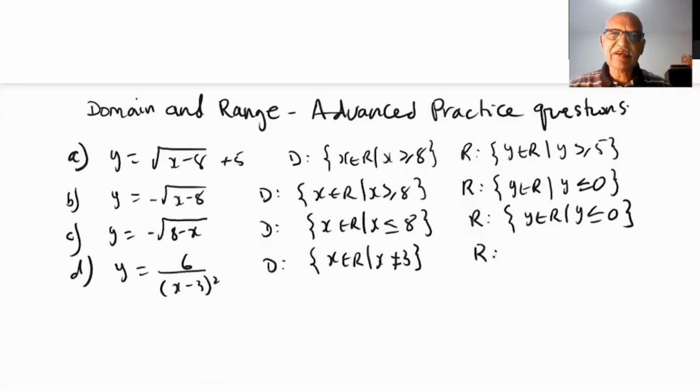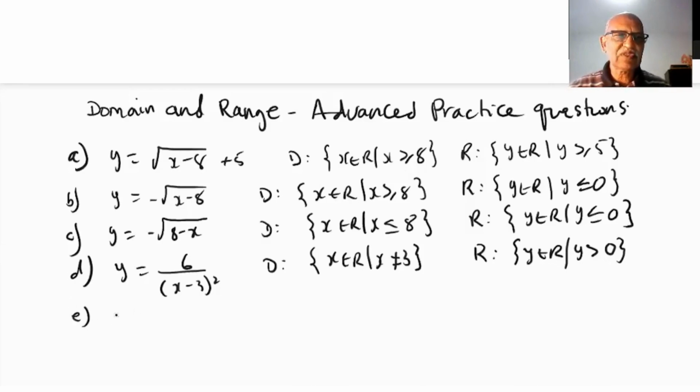And the range is the value of y. The only time we get 0 from a fraction is when the numerator is 0. But the numerator is constant. Therefore, this number can never be equal to 0. Can this number be a positive number? Yes, 6 over a positive number is always positive. It can never be negative because this is positive over positive. Therefore, y belongs to R such that y is always greater than 0. It cannot be 0.